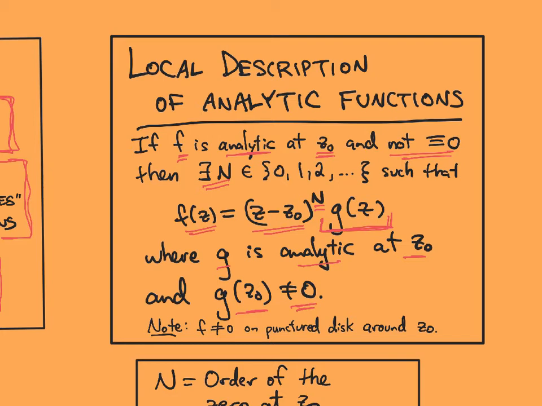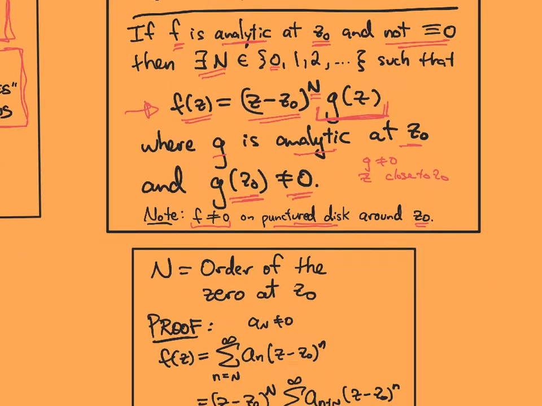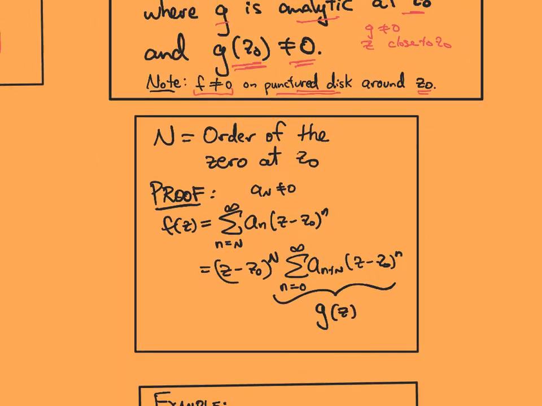And one thing this tells us is that f is actually non-vanishing on a punctured disk centered at z0, because this function g will be non-zero for z close to z0. And so then f will be non-zero for z close to z0, but not equal to z0. Of course, we do allow for this capital N to be 0, which would mean that f just doesn't vanish at z0. But this is a local description of f in terms of its zero. So we call capital N the order of the zero at z0, if there is one.